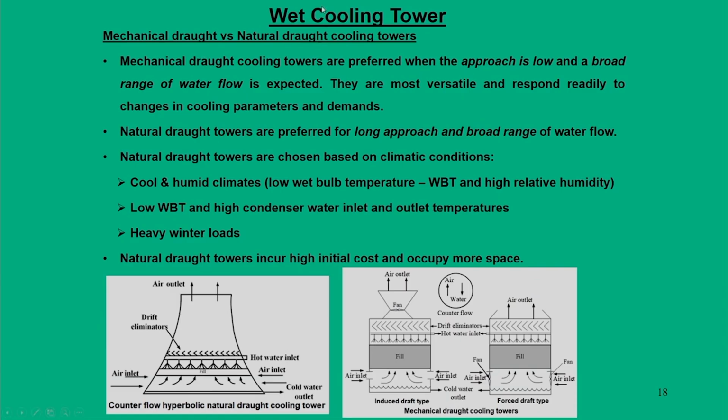Another approach of design for wet cooling towers is to take into consideration the parameters we call approach and range. For example, mechanical draft cooling towers use low approach and broad range of water flow, whereas natural draft types are preferred for long approach and broad range of water flow.